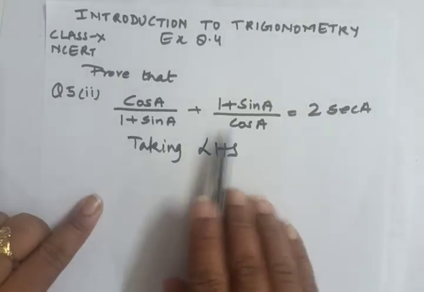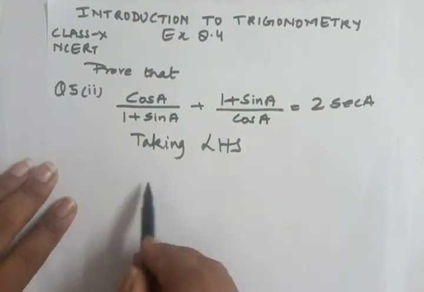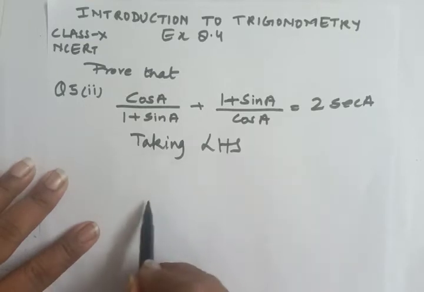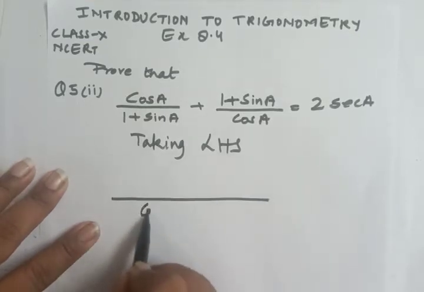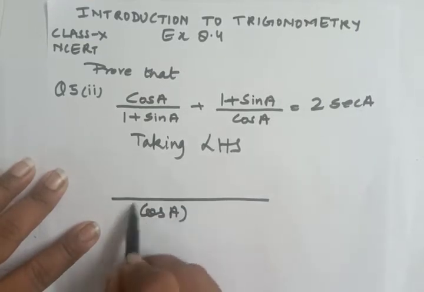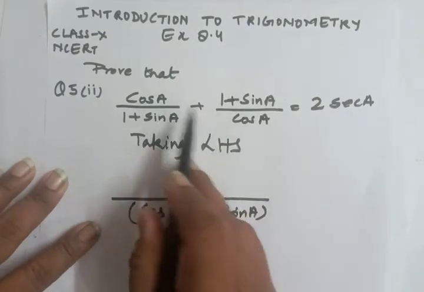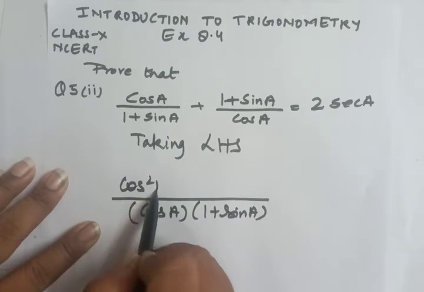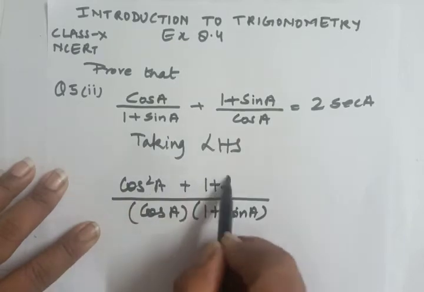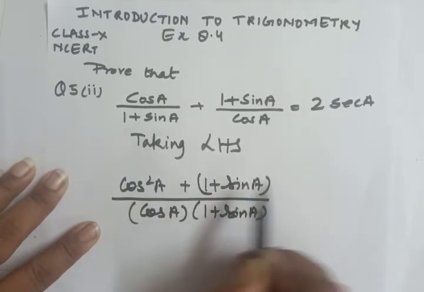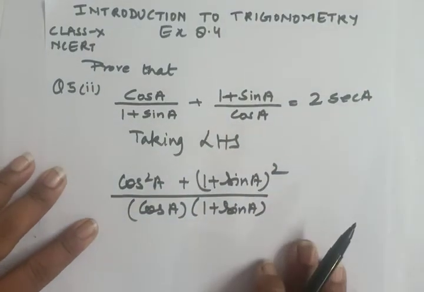First of all, we will take the LCM. When we take the LCM, that will become cos A into 1 plus sin A in the denominator, and the numerator will become cos square A plus 1 plus sin A whole square. This will multiply to this.